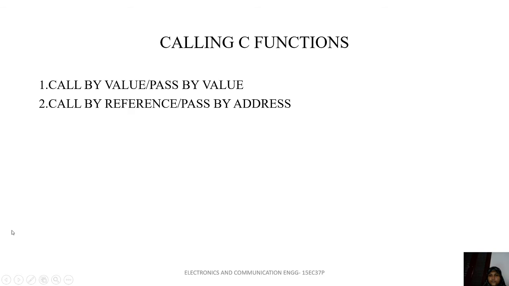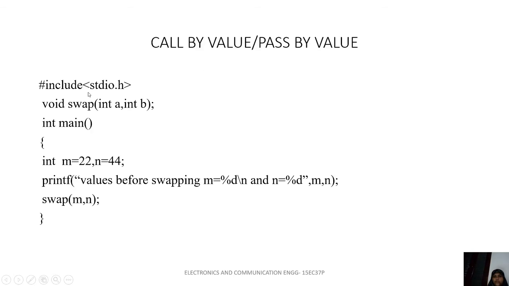Calling functions. This is one category of calling functions: call by value or pass by value, and call by reference or pass by address. Well, I'll explain each with the help of an example program. The first program I have written is call by value or pass by value. Call by value means we are calling the function with the help of values.